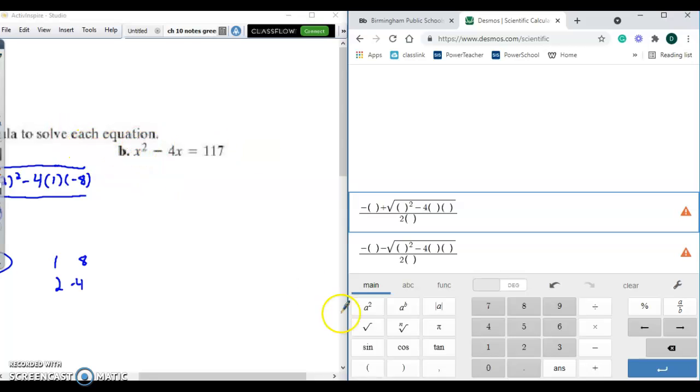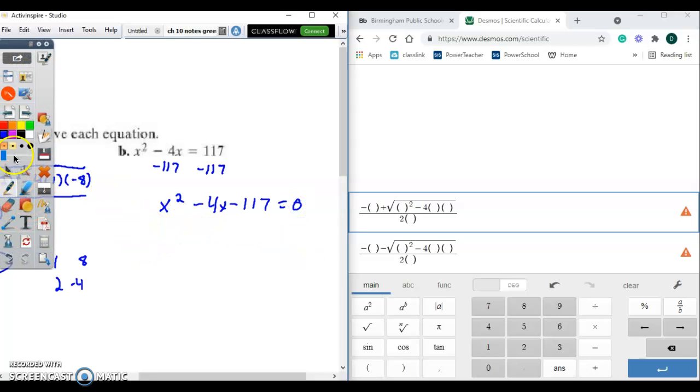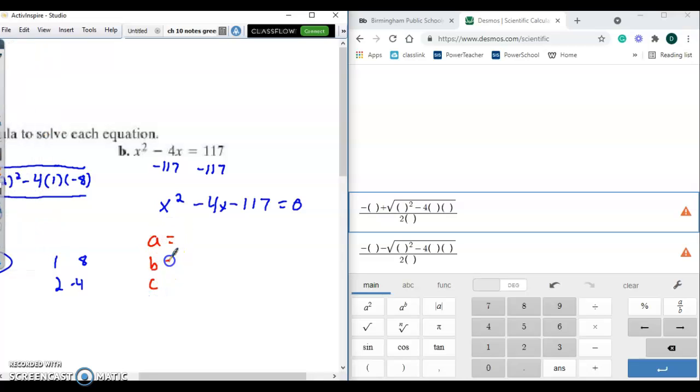All right, so in this example, you can see it's not set equal to 0, so we have to set it equal to 0 first by subtracting 117 from both sides. So I get x squared minus 4x minus 117 equals 0. Now I can identify my a, b, and c, which you guys are getting good at. That's why we've been practicing it. So a is 1, b is negative 4, and c is negative 117. All right, so now I just have to put these into my quadratic formula.